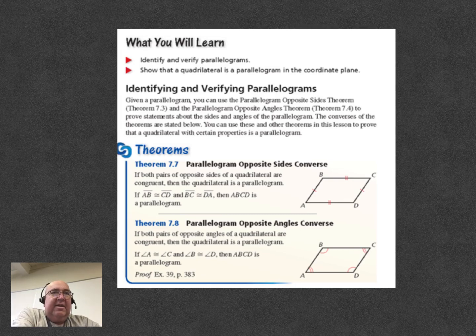Okay, in our last lesson we learned about parallelograms. Now we want to be able to identify or prove that something is a parallelogram, and do that with coordinates in the coordinate plane or some other method. So remember the opposite sides converse. If both pairs of opposite sides of a quadrilateral are congruent, then the quadrilateral is a parallelogram. And if the opposite angles are congruent in a quadrilateral, it's a parallelogram as well.